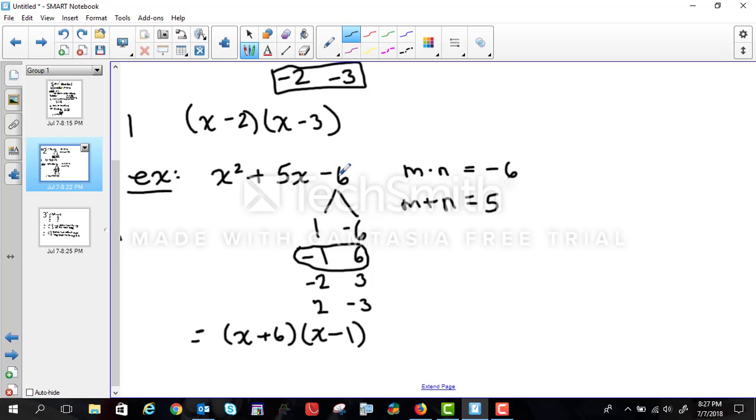So we knew the factors had to be different. They had to have different signs, and we listed them. And then you notice we got 6 and minus 1 to give us 5. So 6 was the bigger factor. It got the positive sign.